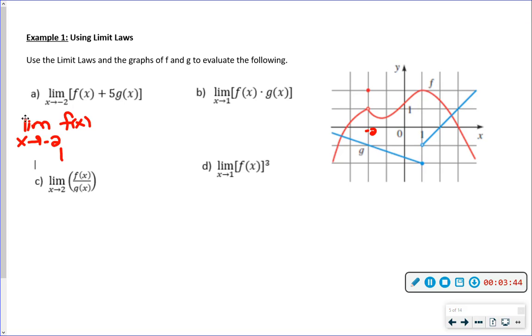Okay, now I'm going to do the g part in green. Get ready for that. So I'm going to worry about the 5 at the end. Remember, if you have a constant, you can do the operations at the end. So I'm going to do 5 times the limit.